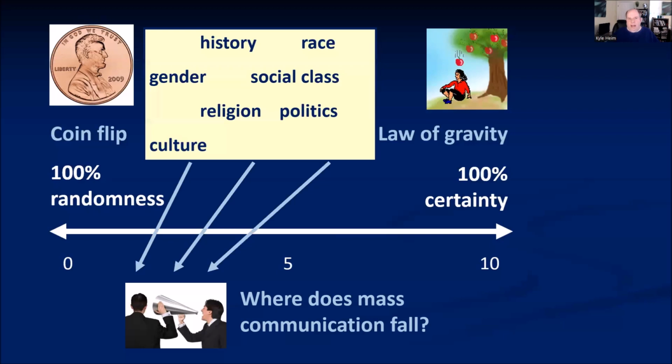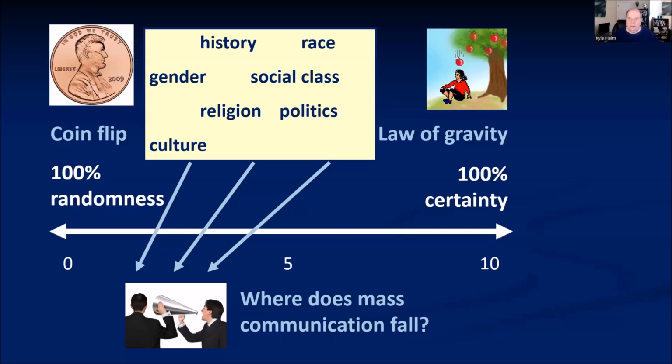There are all sorts of other factors that come into play when we talk about communication that influence people's behavior, things like history, their race, their gender, their social class, and on it goes. So mass communication is also, like meteorology, something that would fall somewhere between those two extremes. And again, the only question is, would you place it more towards the certainty end or more toward the randomness end? Your answer to that question is probably going to influence the kind of research that you would do and the kind of research methods that you would use.